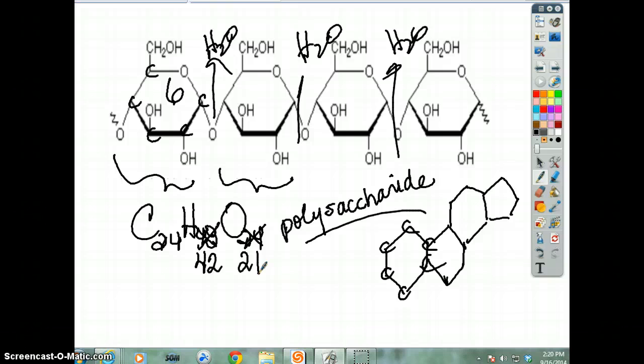Any monosaccharide will be C5H10O5, C6H12O6. So if it's just one, it'll be the 1 to 2 to 1 and it's a monosaccharide. For a poly, it will be off by a little bit. 1 to 2 to 1. 6 to 1 to 1.